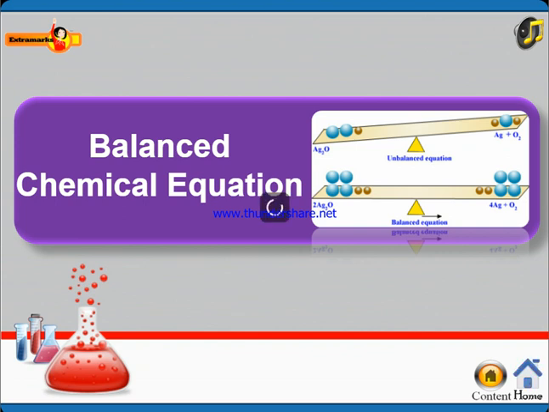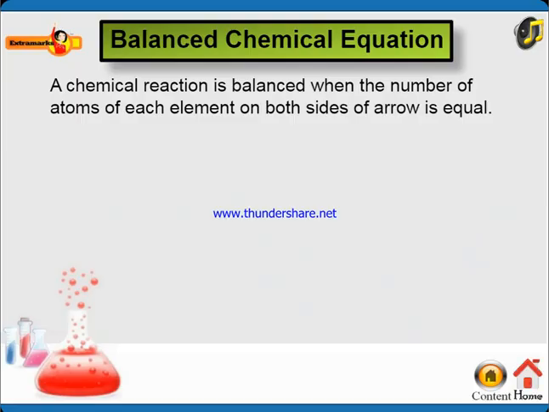Let us study the balanced chemical equation. A chemical reaction is balanced when the number of atoms of each element on both sides of the arrow is equal.